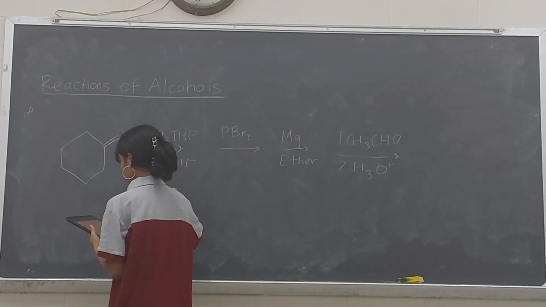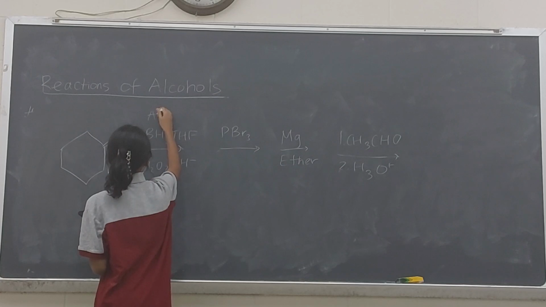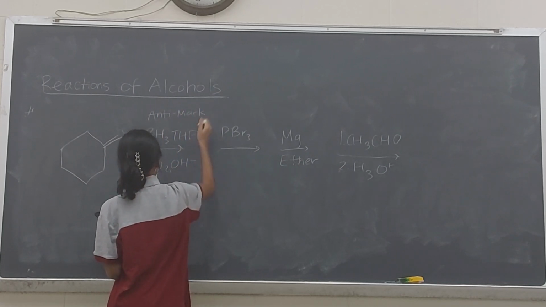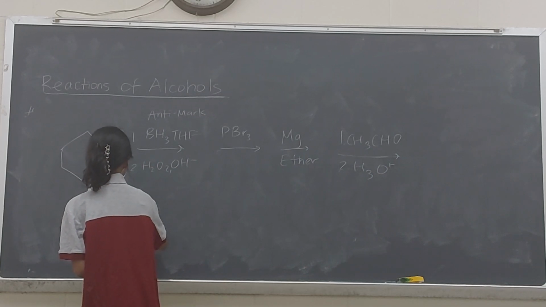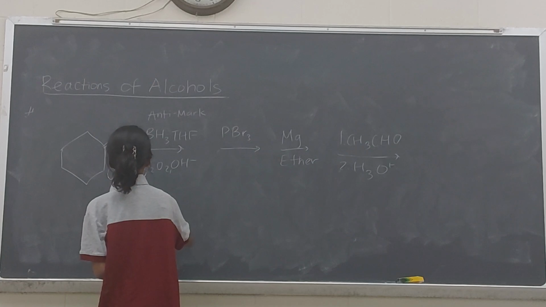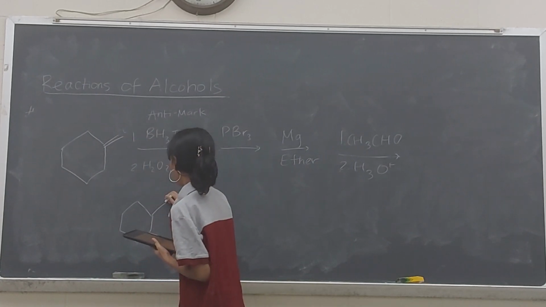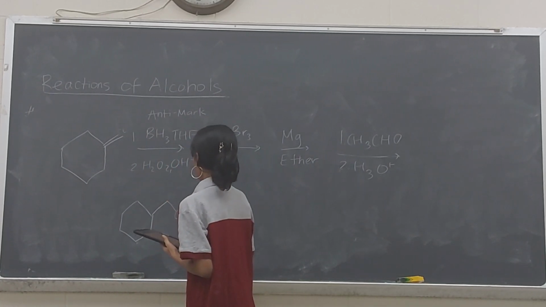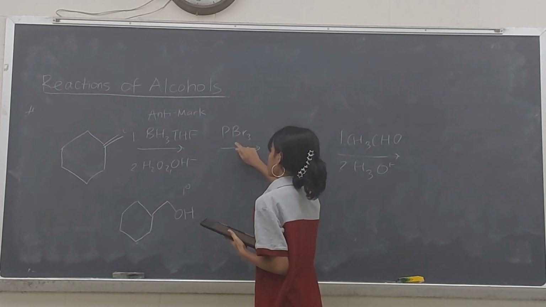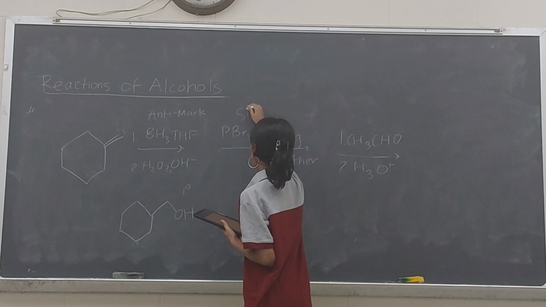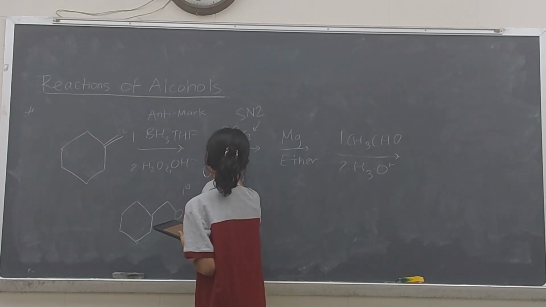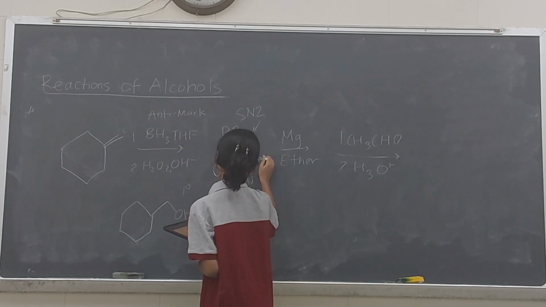So this one is from before. It's anti-Markovnikov addition of OH. So it'll add to the less substituted side. This OH is primary. This we went over is also SN2 of alcohol. 1 degree or 2 degree alcohol will turn into Br.